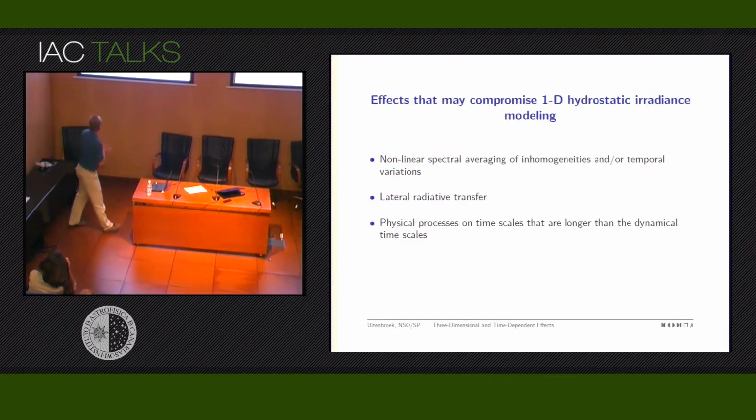So what are some of the problems that we may face in this case? There's the nonlinear averaging of inhomogeneous or temporal variations. There may be lateral radiative transfer, and there may be physical processes on time scales that are longer than the dynamical time scale. And I will come back to each of these cases.